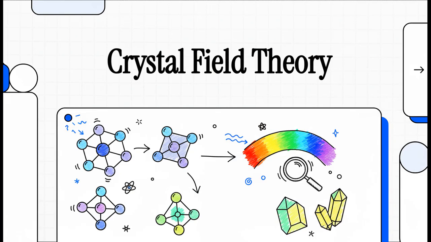Ever looked at a sapphire and wondered, why is it so incredibly blue? Or an emerald? Why is it so green? Well, today, we're diving into the amazing chemical theory that literally paints our world with color.